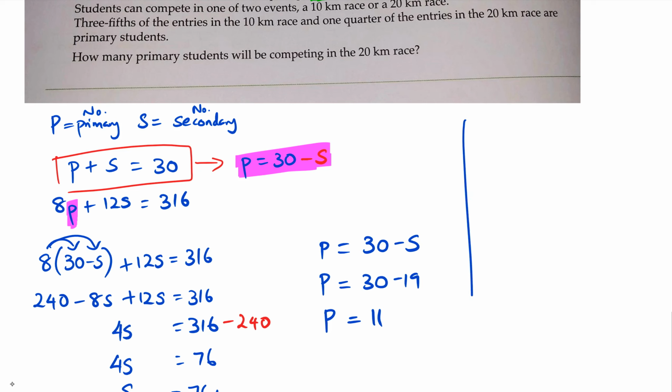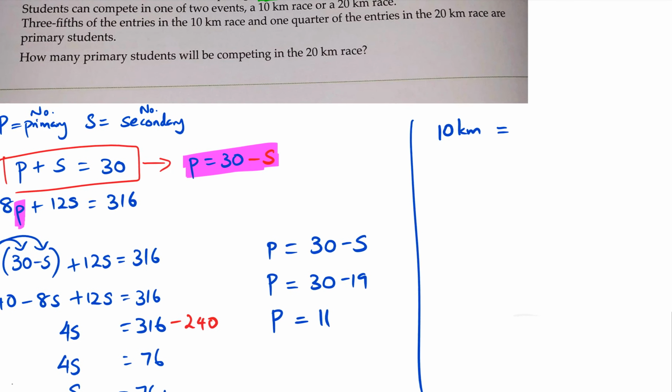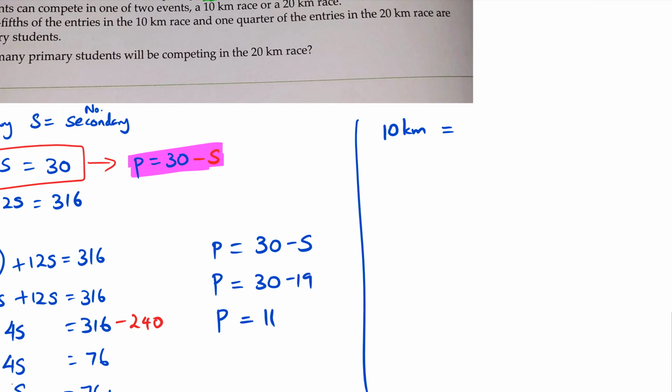So I'm going to do this separately, and I'm going to put down the 10K race. I can't use P because it's already used. Let's just say, what is it? The 10K race is usually a quarter marathon, so I'm going to go with a Q.